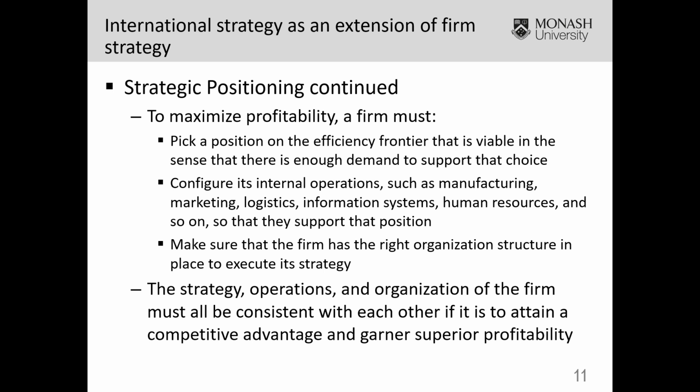And some of those are primary operations in your firm, things like inward logistics, manufacturing, outward logistics, sales, or they're support activities like information systems, human resources, finance. It's important to ensure that your firm has the right organisational structure to achieve its strategy, because the aim of having your value chain running in the most effective way is to gain a competitive advantage and superior profitability within the market that you're operating in.